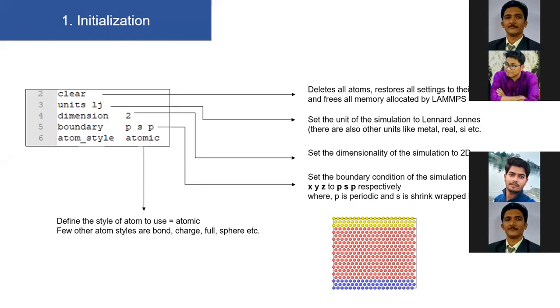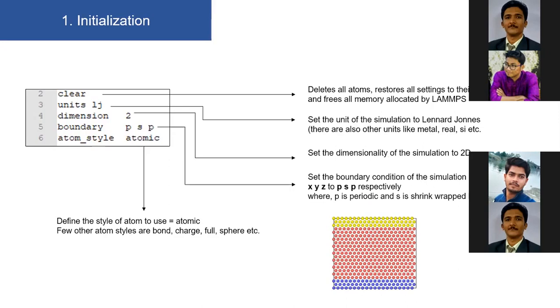But in most of the cases, in most real life simulations, we don't use Lennard-Jones. Rather, we use metal or real units. These are the most popular units, but you can also use SI units. So what are the differences? As you know, the Lennard-Jones unit doesn't have a specific unit value. I mean, like dimensional values. Whereas if you use metal units, the distance is angstrom and energy is electron volt. For real units, the distance is the same angstrom, but the energy is kilocalorie per mole. Whereas for SI units, the distance is meter, and then the force is Newton.